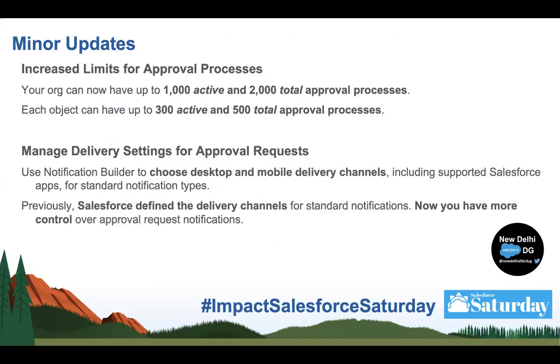And in your approval processes, now you can use notification builder to choose the desktop and mobile delivery channel. So for example, you want to send that notification only to your desktop users, not mobile users, or only to mobile users, you can do it using notification builder. That also applies for your approval request. So approval notifications and notification builder are connected now. The custom flow, the flow builder, notification builder, approval process builder, these are all interlinked, and you can use all these with the notification builder seamlessly.